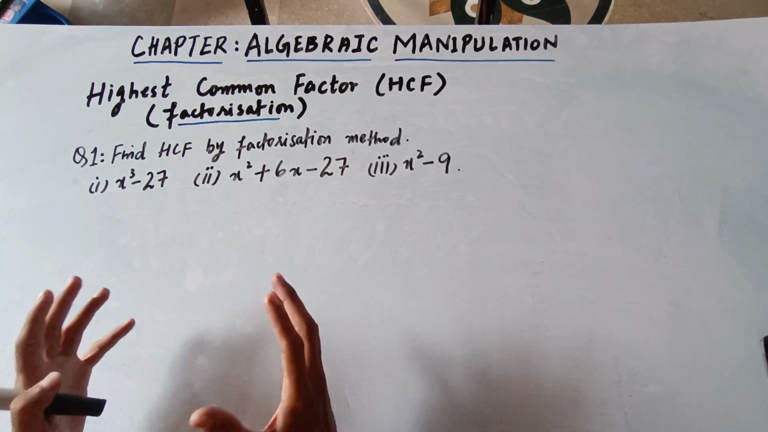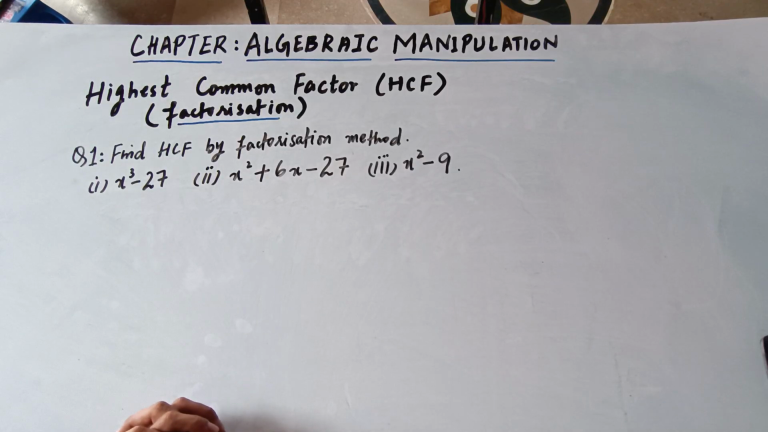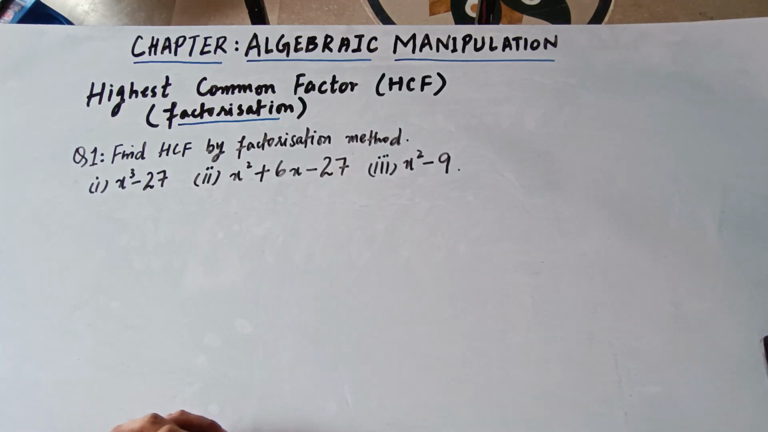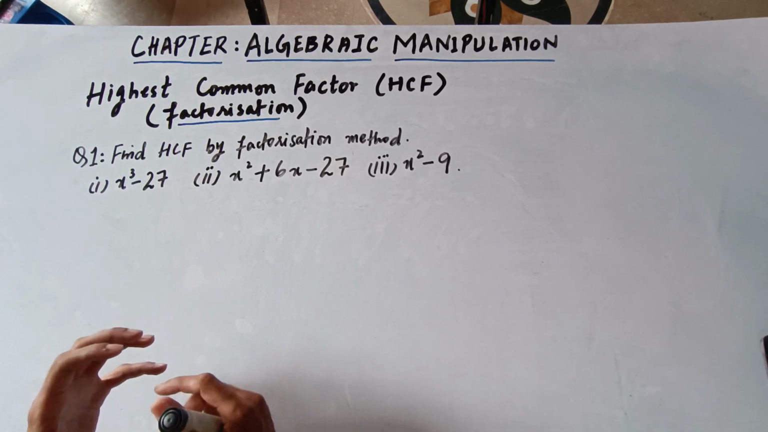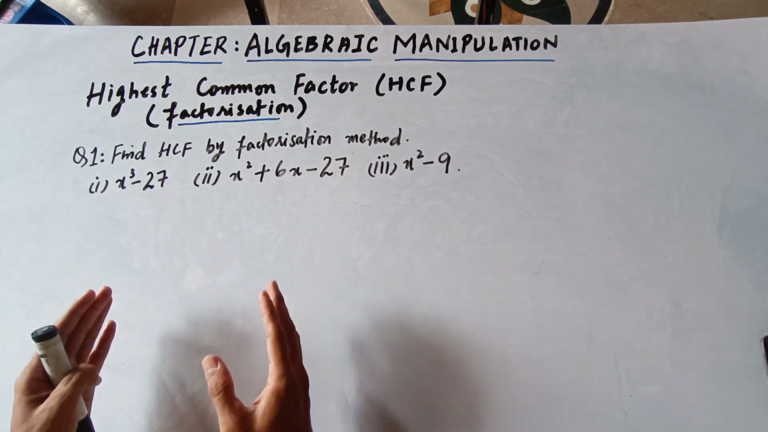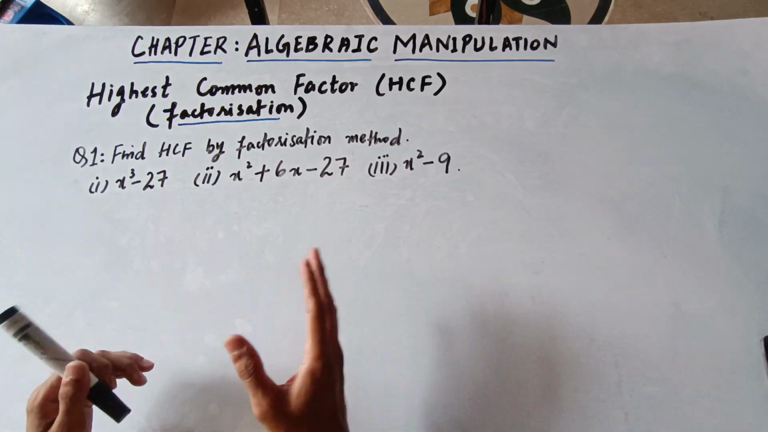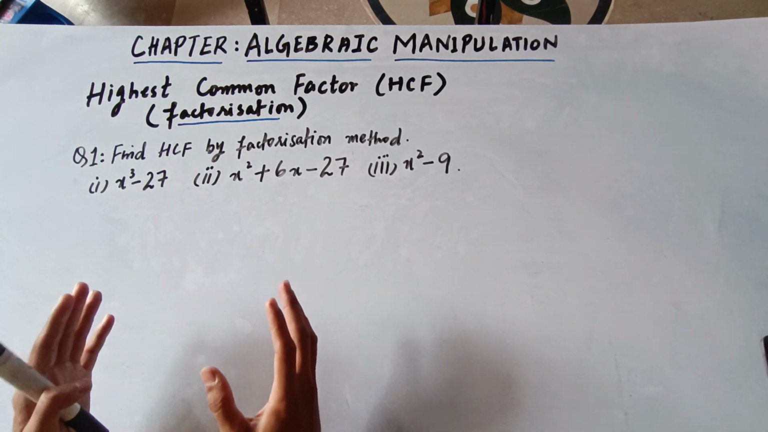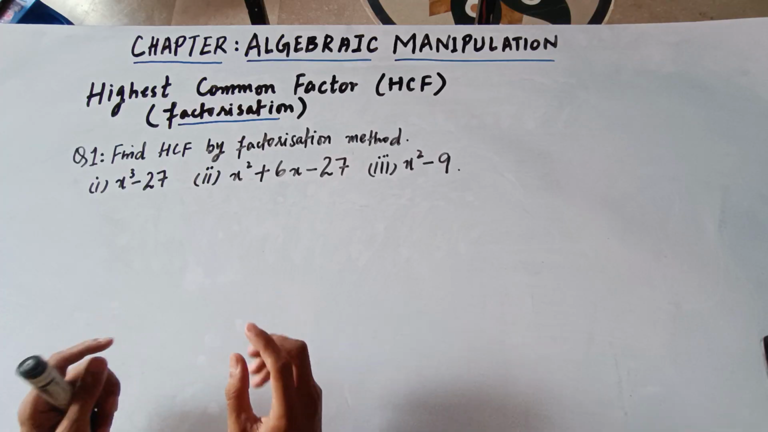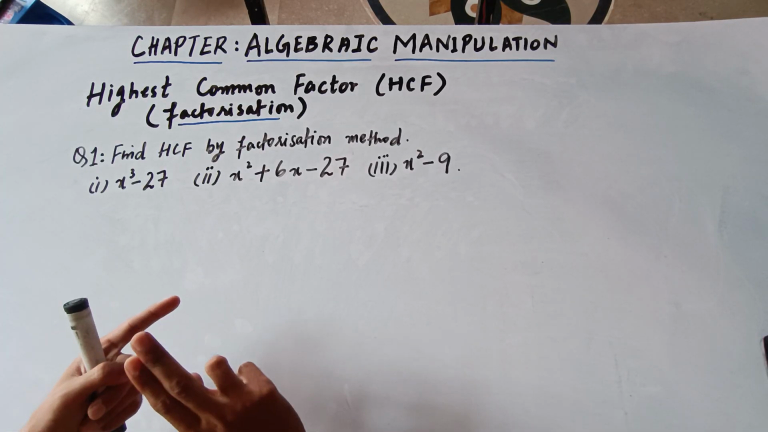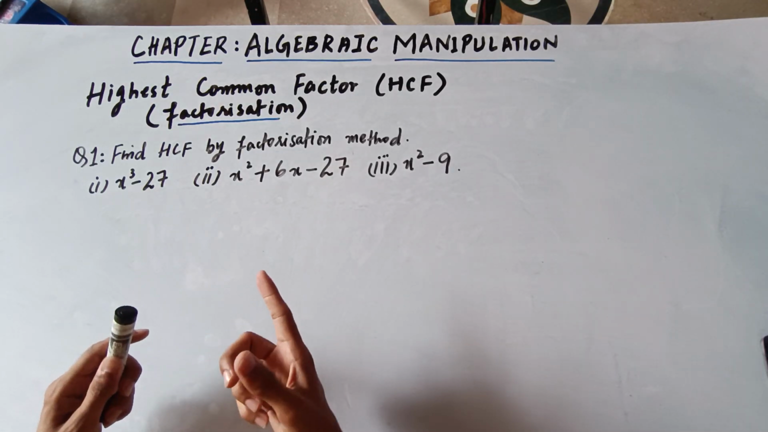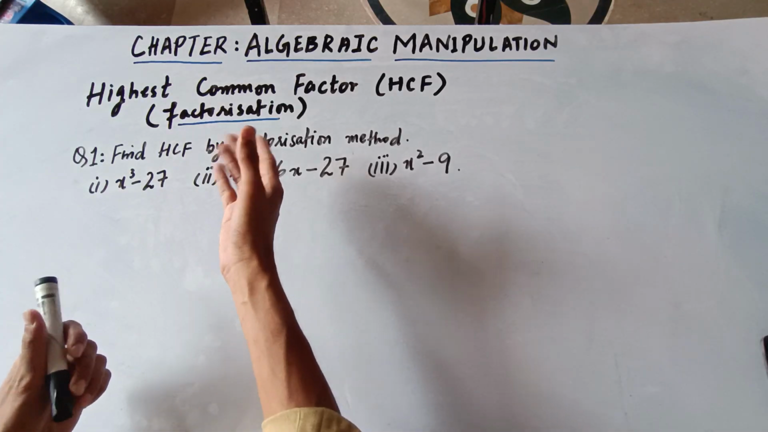So whenever we have a question in which we need to find HCF by factorization method, there will obviously be at least two or more than two expressions, or polynomials, given. So first of all, what you need to do is find all the factors, or factorize all the given polynomials. First step will be this. So it means your factorization skills should be very strong to cover this particular chapter, because in the chapter algebraic manipulation, there are so many topics which could be done by using factorization, as you can see over here as well.